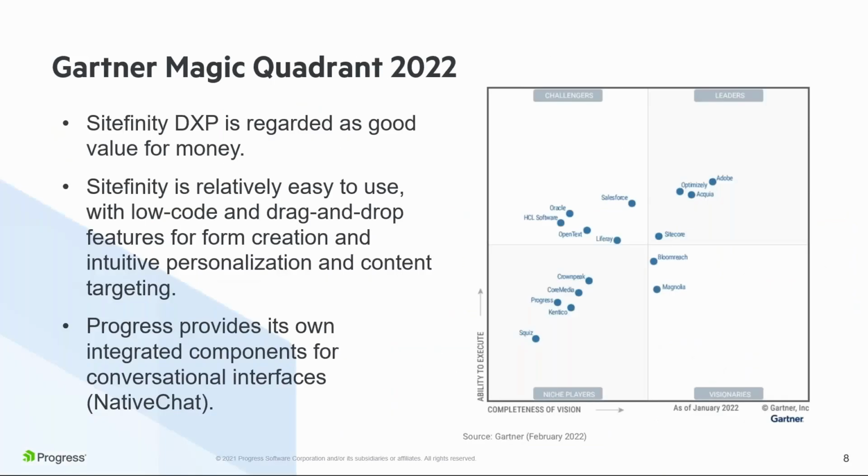I will start with a slide here showing the Gartner Magic Quadrant, which some of you might have already seen on our websites or in different channels. Sitefinity DXP was regarded as good value for money. As you see, Progress is included in the quadrant. We've been recognized widely for our ease of use, for our low-code and drag-and-drop features, especially for form creation and intuitive personalization, content targeting, and also creating pages. And we also have integrated components for conversational interfaces or AI chatbots, native chat.